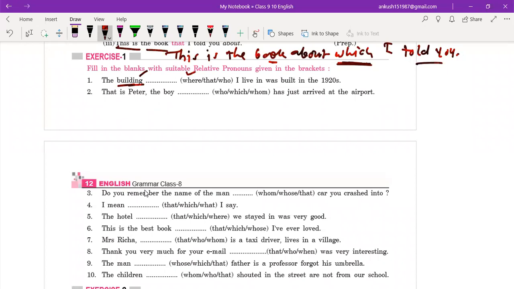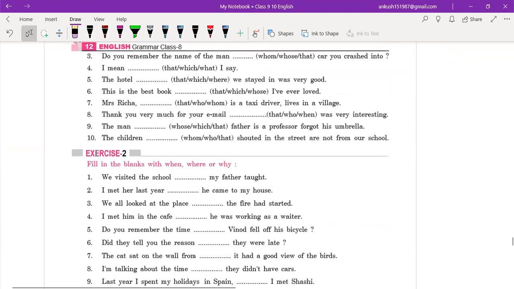Yeah, sir. That is Peter, the boy who has just arrived at the airport. Very good. Why "who"? Person plus blank plus verb. Okay, this pattern is used over here.